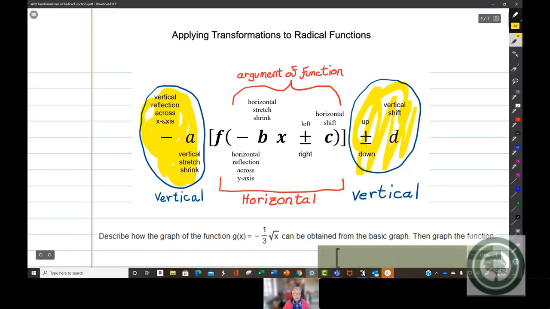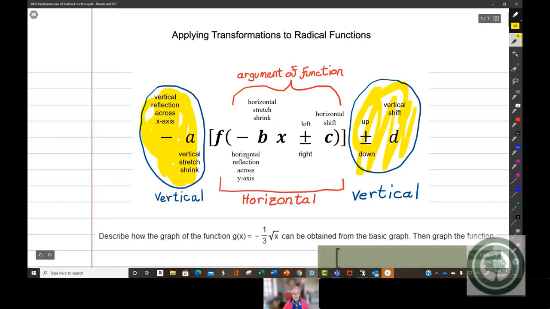So out here, you have the reflection across the x-axis, if you have a minus sign there. And this number is the vertical stretch or shrink, depending on whether or not it's a fraction. And we'll talk about that specifically later. Over here, you've got the vertical shift. If it's plus a number, then you've got a vertical shift up. If it's minus a number, you've got a vertical shift down. And this stuff is very straightforward.